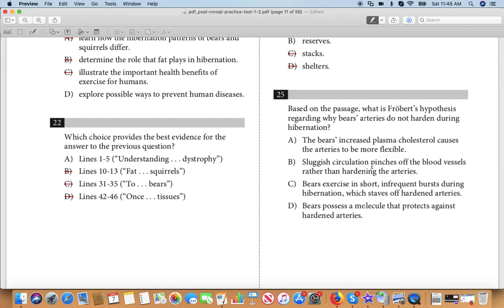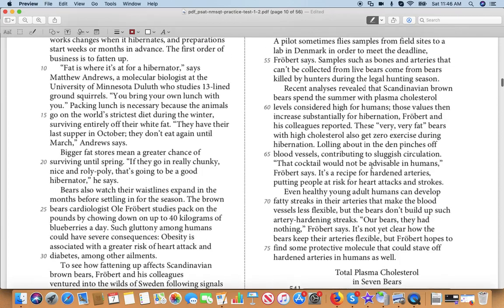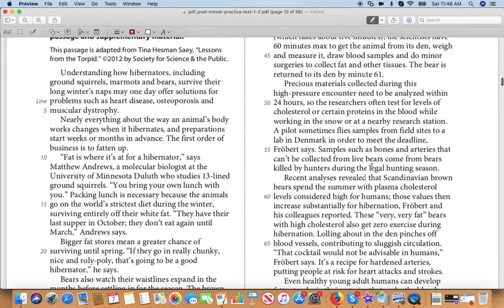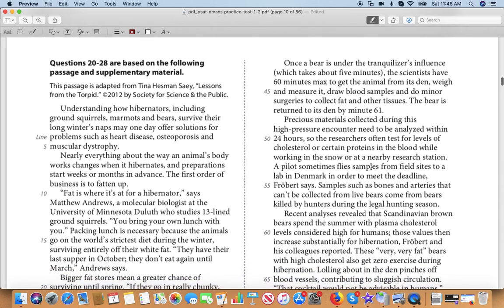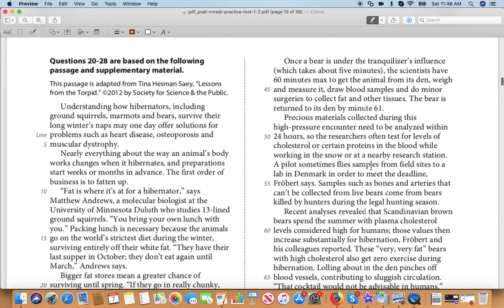They call it sometimes an educated guess. Yeah, an educated guess. So, what is Frobert's hypothesis, or his educated guess regarding why bears' arteries do not harden during hibernation? Do you remember what it is? Without looking at the answers. I do not remember what it was. Do you remember where he talks about it? Yeah, I believe it was on the second part of it, kind of almost on the right side of the page. Okay. You see it here? Do you see it anywhere? His hypothesis as to why the bears' arteries do not harden.